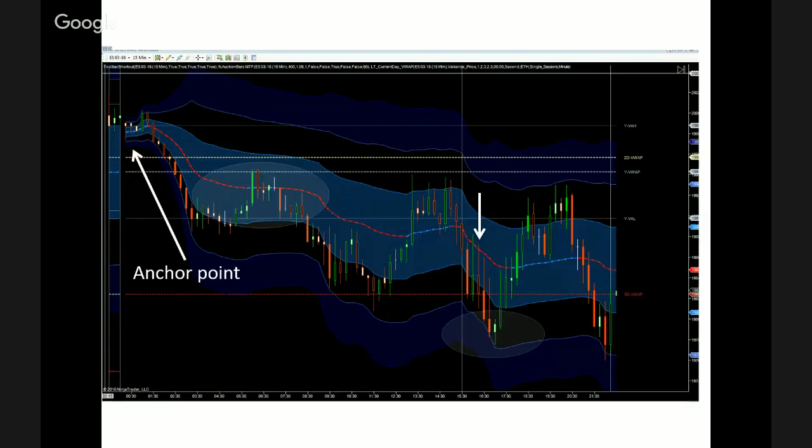And sure enough, the market turned back and established itself above the VWAP, and then retraced back down to the volume weighted average price and presented us with a long opportunity here. And again, the exit towards the second standard deviation to the upside.